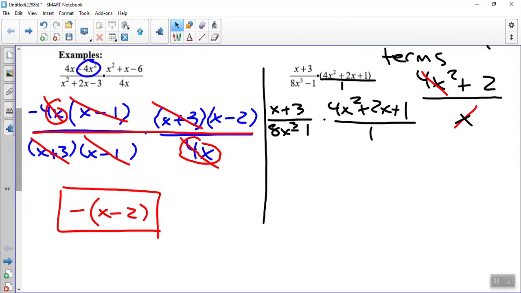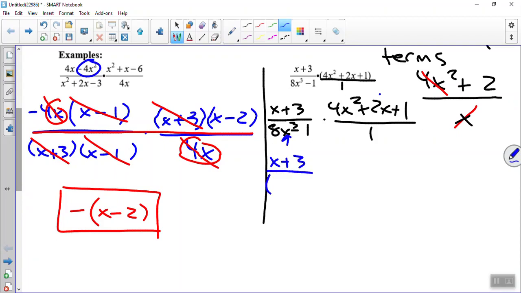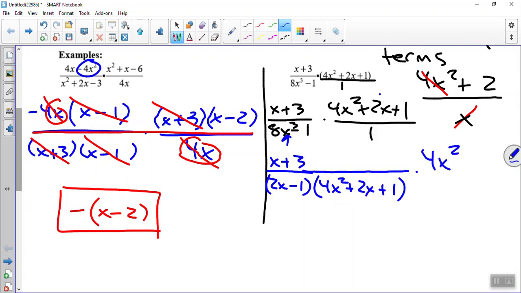Now you're thinking, Mr. Hilliard, this looks factored to me. Well, not quite. You can't factor top right here, but I can factor right here. That's a difference of perfect cubes. So I've got x plus 3 over 2x minus 1 times 4x squared plus 2x plus 1. That's on the left now, and then I'm rewriting what was on the right.